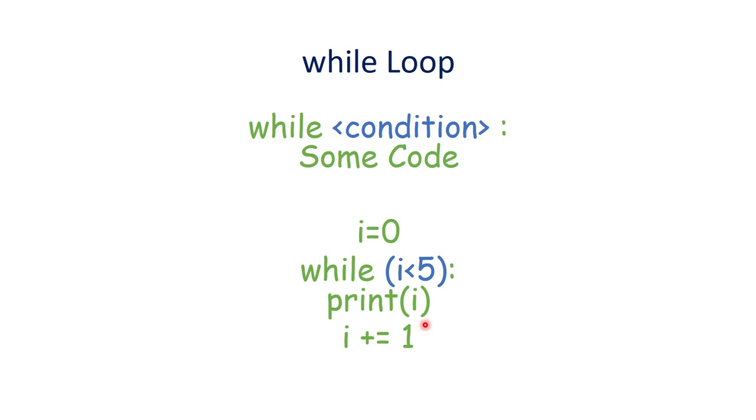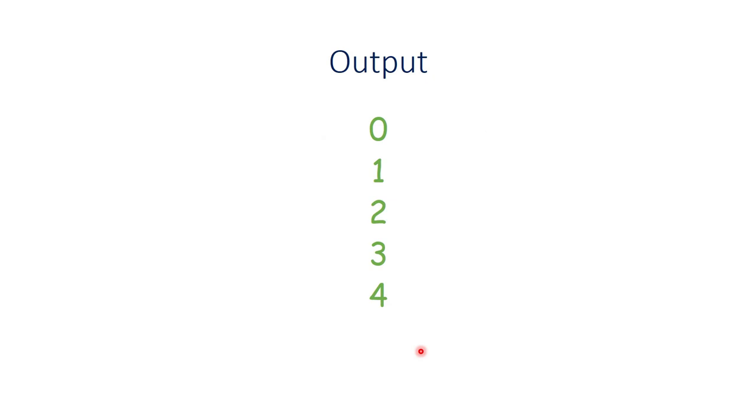It will run once, and the value of i will be 0 plus 1, which means that it will be 1. It will run again, and the value of i will be 2. It will run again, and the value of i will be 3. It will run again, and the value of i will be 4. But when the value of i is 5, it will not run, and it will end. So our output will be like this.